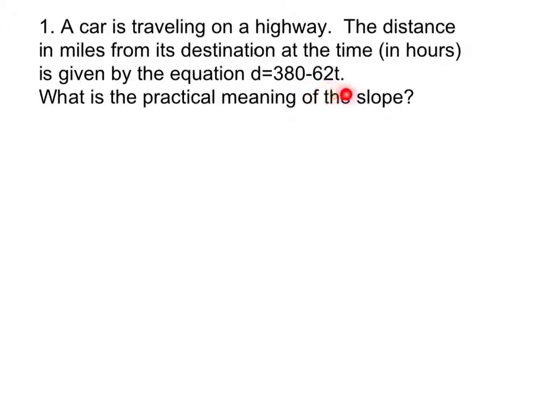Now this minus 62t, and t is the time in hours. So if it's 1 hour, then we'd subtract 62. If it's 2 hours, we'd go 2 times 62, which is 124. We'd subtract that. So basically that is our rate of travel. We're traveling at 62 miles per hour. So on this one, negative 62 is equal to our travel. That is 62 miles per hour.